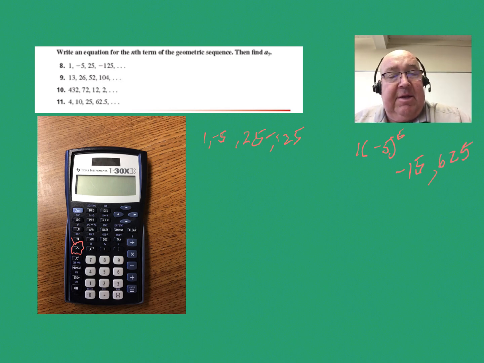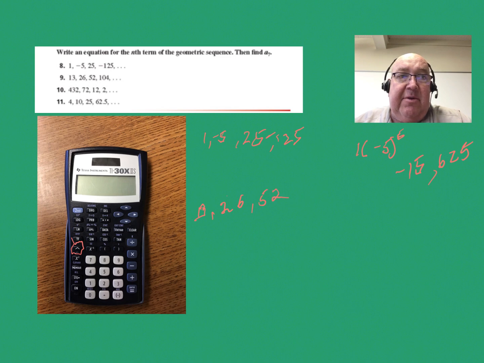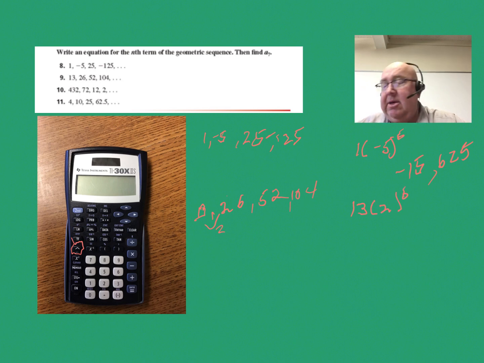Looking at the next one, it goes from 13 to 26 to 52 to 104. So I can see that it's multiplying by 2. So we're going to start 13 times 2 to the 6th power. And that's 832 will be the 7th term.